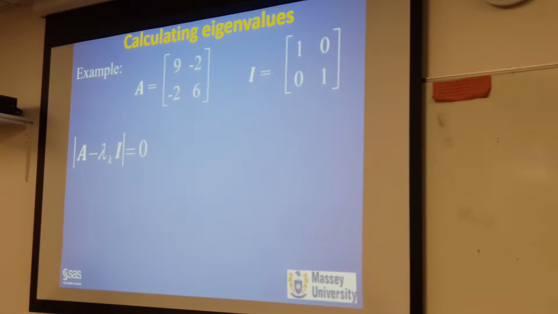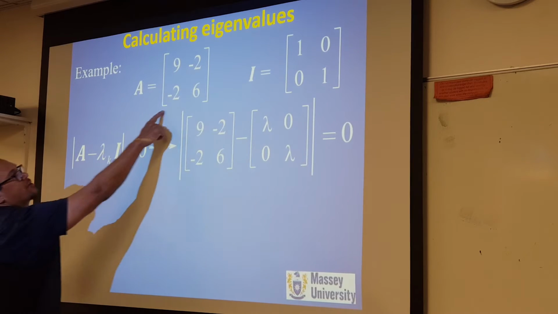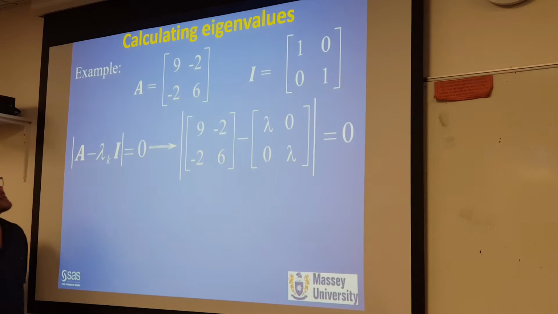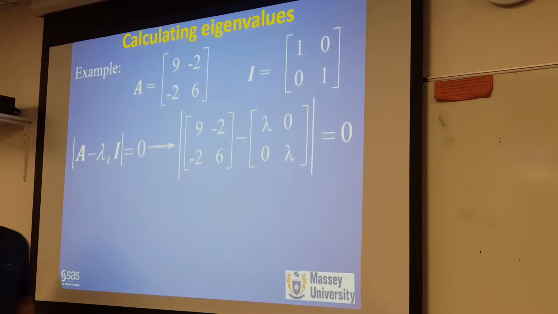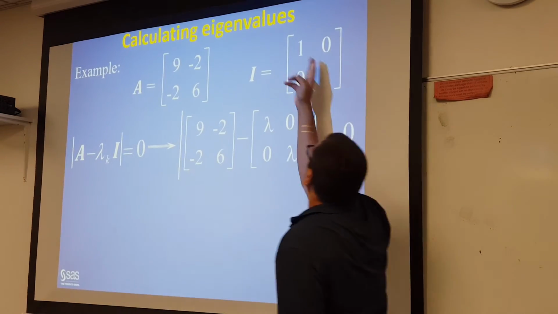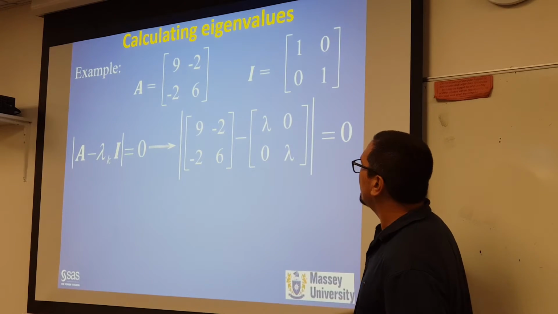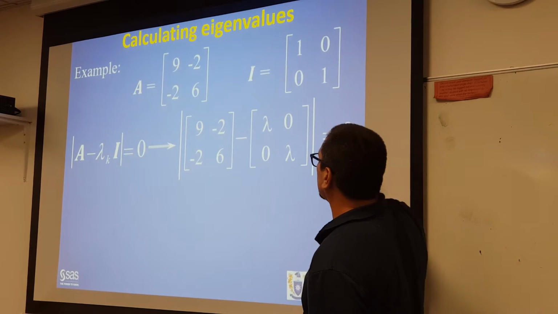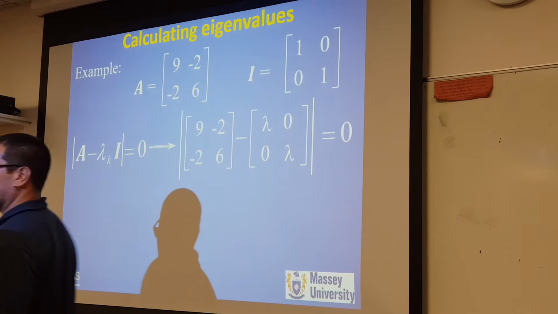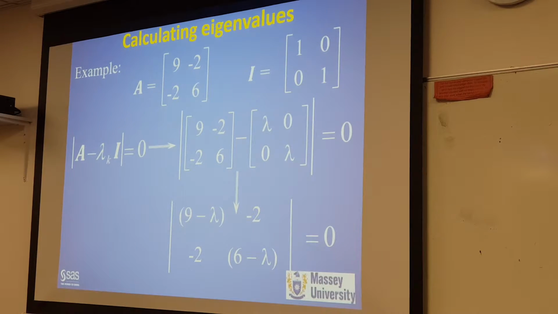So what is that? That's saying, well, what's A? A is this matrix here. Minus lambda times I. Well, that's just lambda on the diagonals, right? Lambda times this is just going to end up with the lambdas here, and the zeros everywhere else. So this minus this is equal to 0. Or the determinant of that is equal to 0.